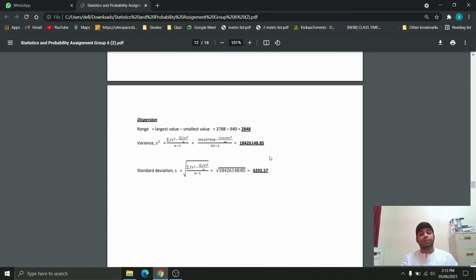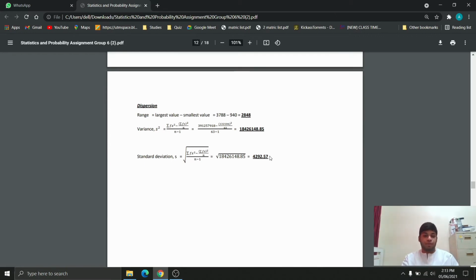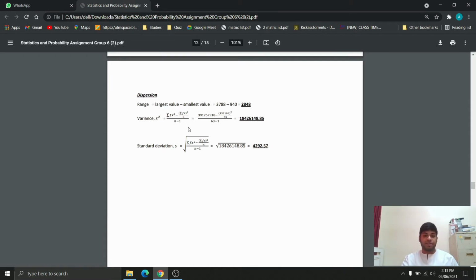Okay. So after that, we need to find the dispersion. First of all, we need to find the range. Range is basically the largest value of the table minus the smallest value of the table. So 3788 minus 940, this is the answer. After that, we need to find the variance.